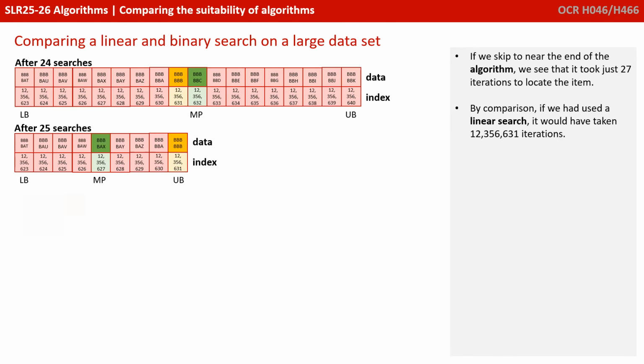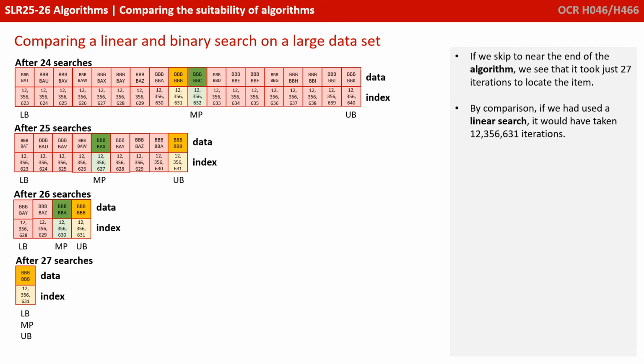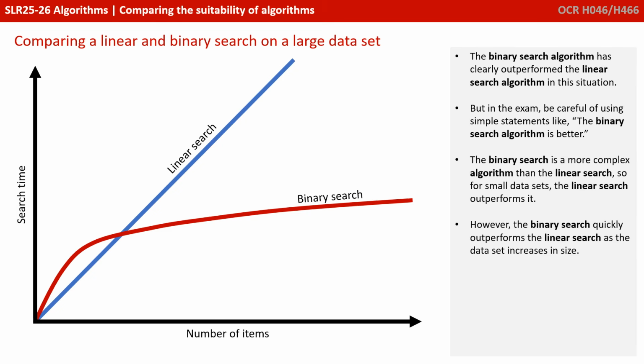If we skip to near the end of the algorithm, we see that it took just 27 iterations to locate the item. By comparison, if we'd used a linear search, it would have taken over 12 million iterations. The binary search algorithm has clearly outperformed the linear search algorithm in this situation.